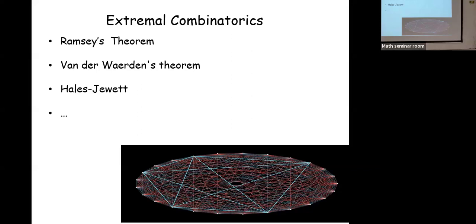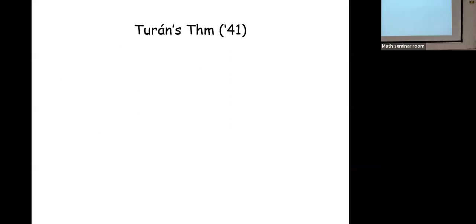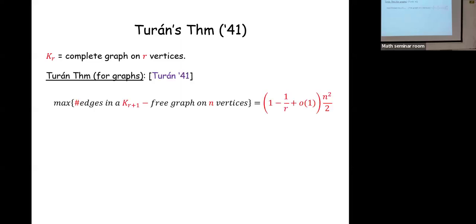And there are many examples of very nice theorems in extremal combinatorics, like the sunflower lemma, etc. And I want to focus on Turán-type theorems. So let's focus on that. So what is Turán's theorem? Turán's theorem tells us the following.